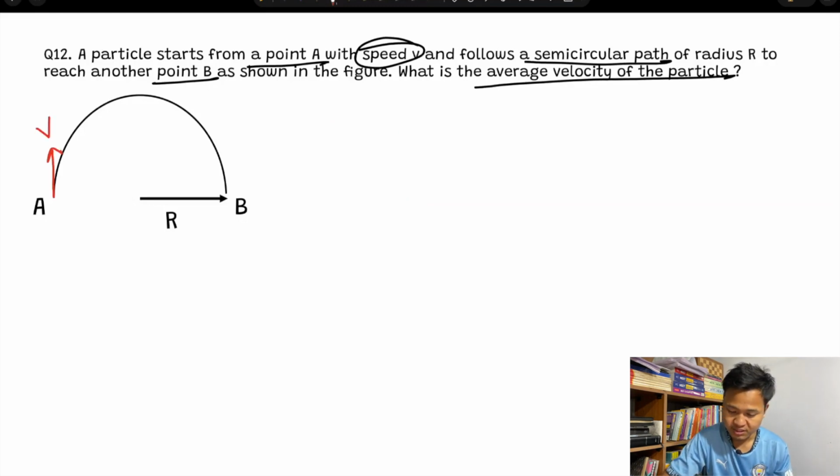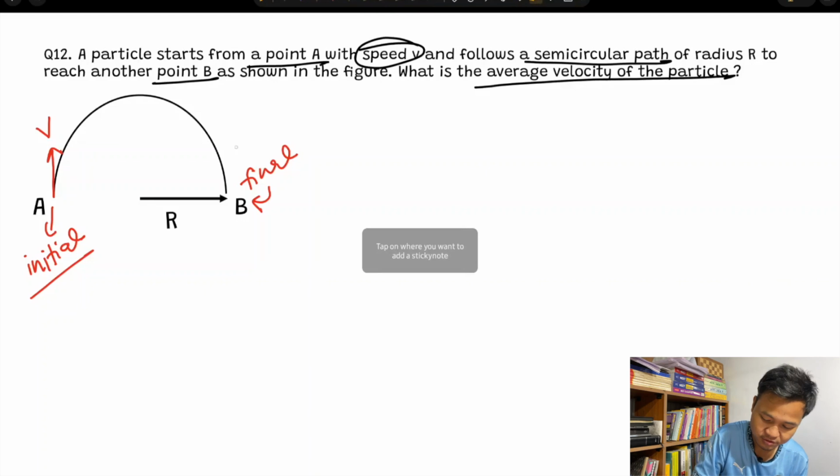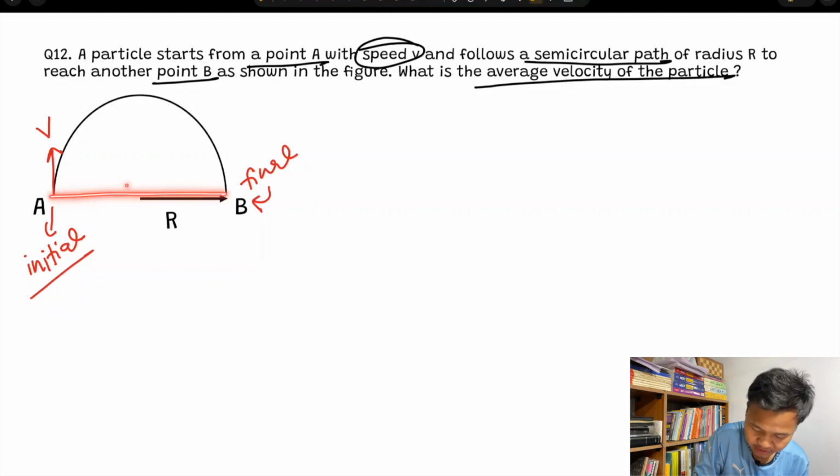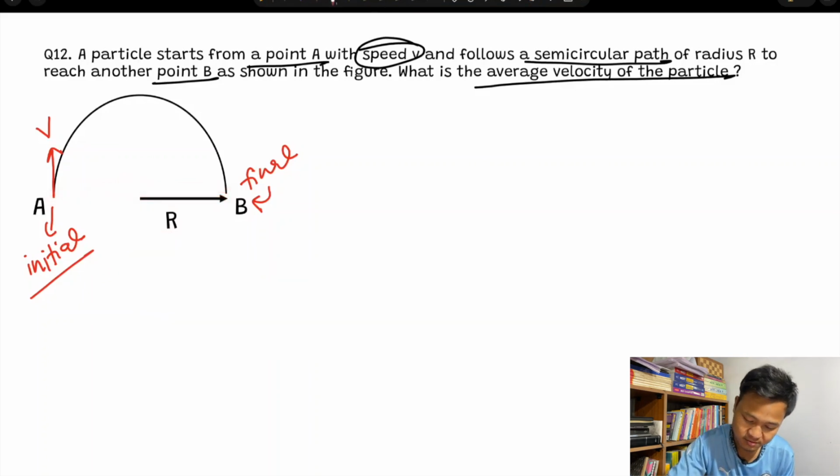So it follows a semicircular path of radius r to another point B. That means the initial point is A. What is the final point? The final point is B. For average velocity we need the displacement. You can simply join the initial and the final point, so you'll have 2r. So 2r is the displacement.